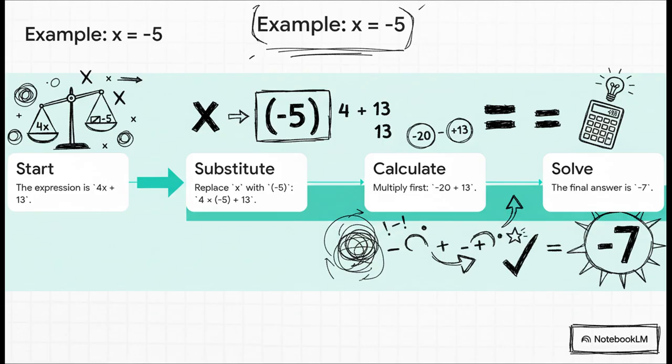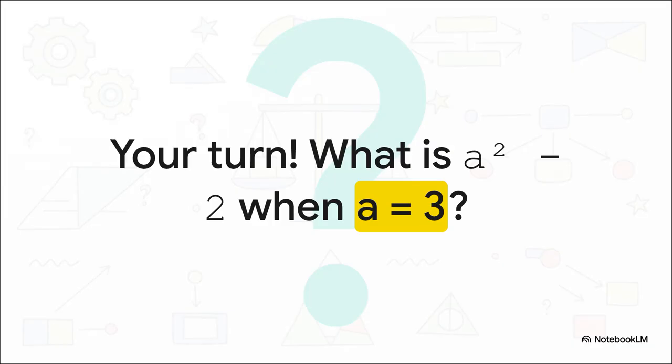First, we do the multiplication. 4 times -5 gives us -20. Now our problem is just -20 plus 13, and that gives us our final answer, -7. See? Not so bad.